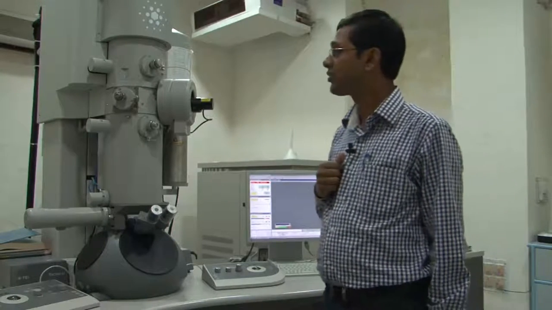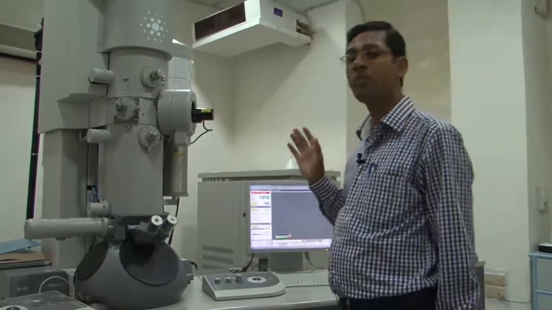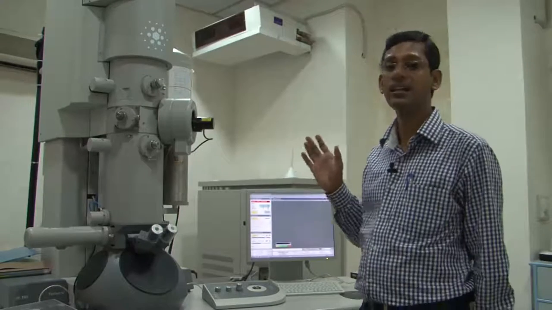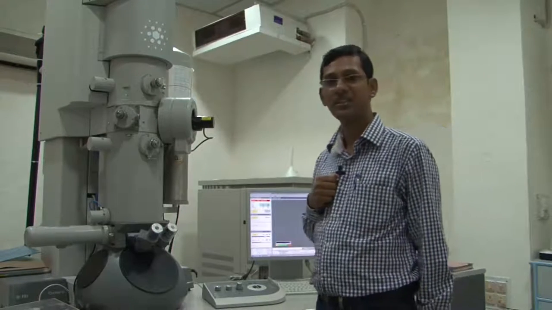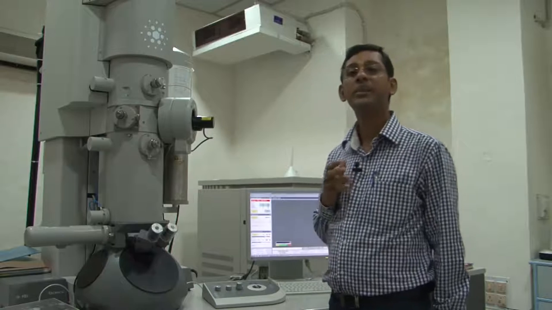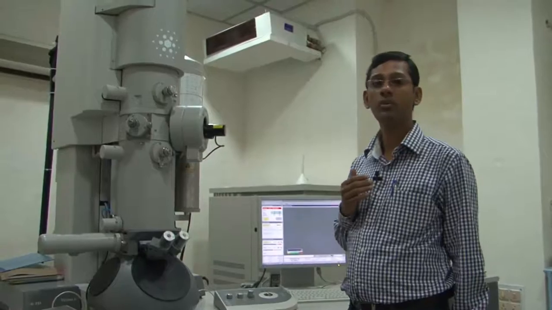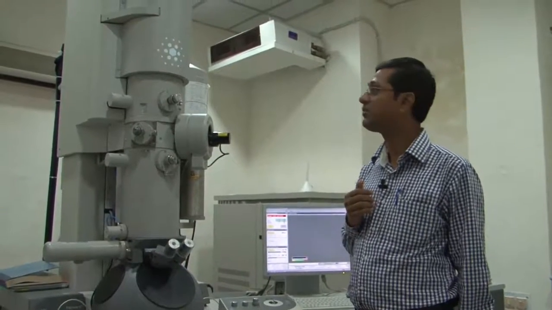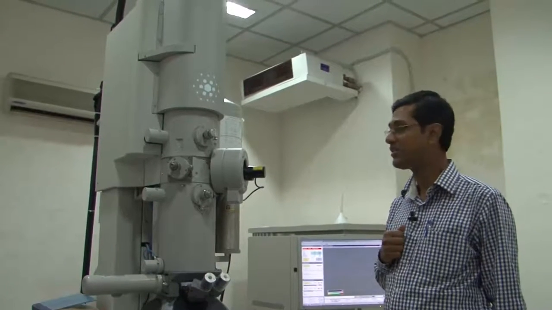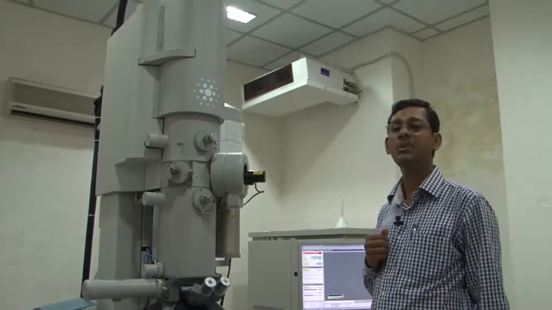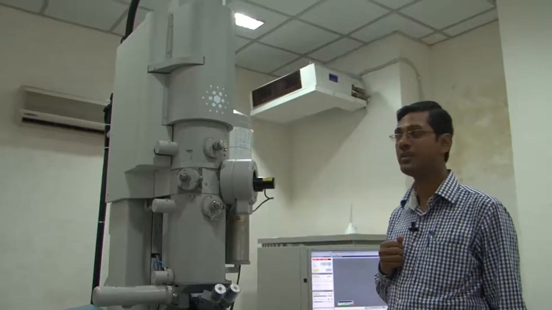So in a real microscope, we start from the top. Basically in an electron microscope, the source is electrons. So electrons are to be generated by certain means. Electrons can be generated by many means. One way of generating electrons is to use thermionic emission of a tungsten filament or lanthanum hexaboride filaments. Otherwise we can use field emission guns. All the modern day high resolution electron microscopes have field emission guns.